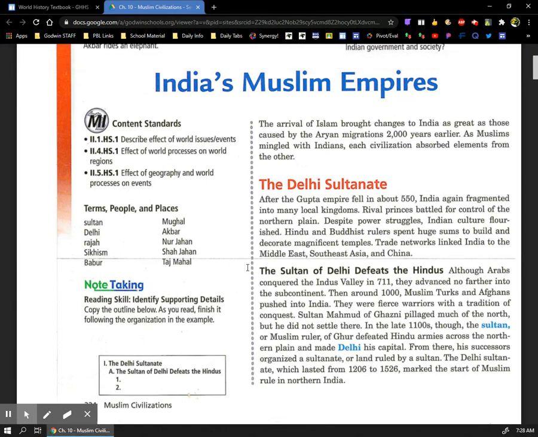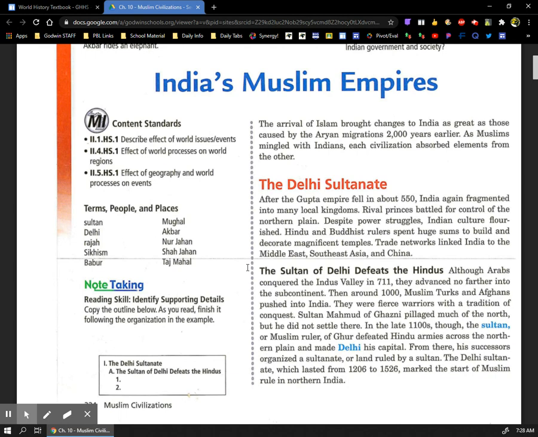The Sultan of Delhi defeats the Hindus. Although Arabs conquered the Indus Valley in 711, they advanced no farther into the subcontinent. Then, around 1000, Muslim Turks and Afghans pushed into India. They were fierce warriors with a tradition of conquest. Sultan Mahmud of Ghazni pillaged much of the north, and he did not settle there.